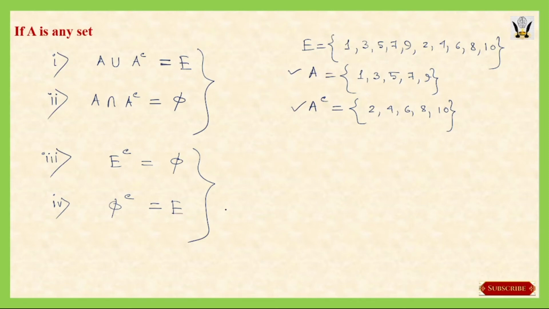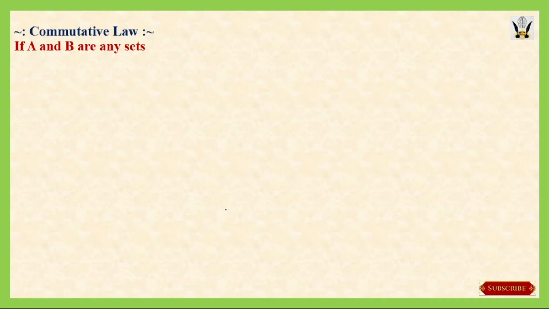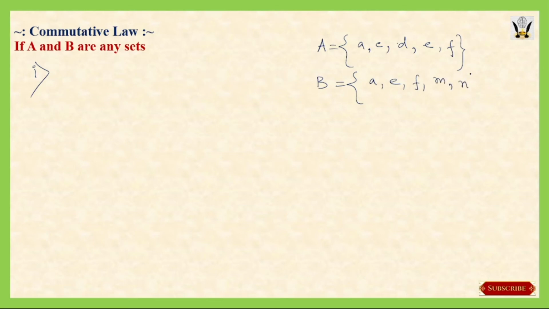Next, we will learn some laws and rules of set theory. The first law is the commutative law. Suppose A and B are any two sets. Suppose A is a set of alphabets and it has the elements A, C, D, E, and F. And B also is a set of alphabets and it has elements like A, E, F, M, and N.